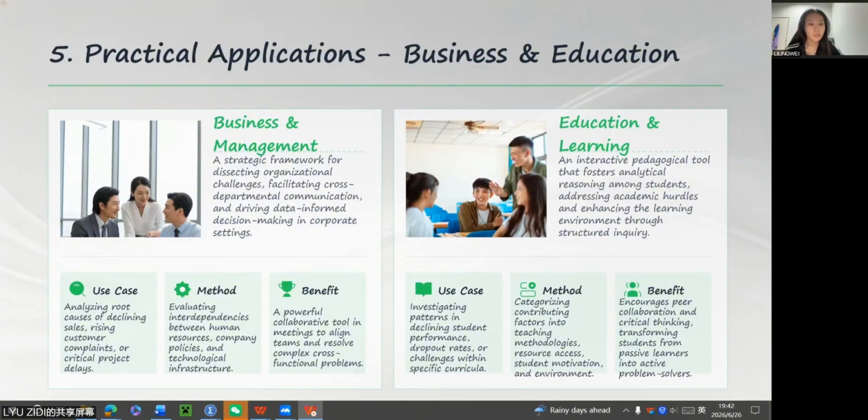Application part for business and education. It is also used for business and education. In business, companies use it to analyze problems like declining sales, customer complaints, or project delays. In education, teachers can use it to understand problems such as poor academic performance or low student motivation. It helps people think creatively and solve problems together.